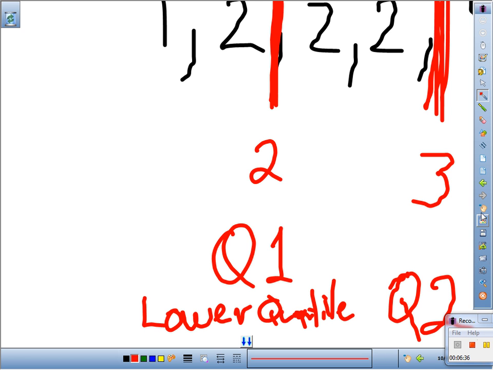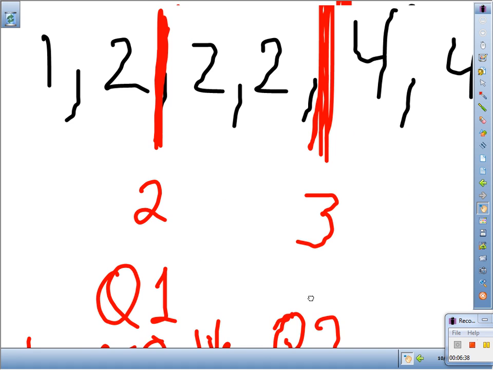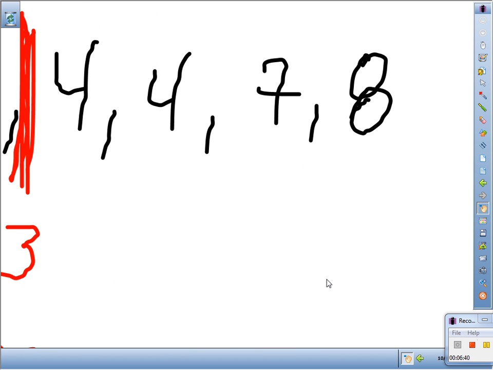So far, so good? Let's go to the upper part of the data. At the upper part, we have these 4 numbers. Don't say it out loud. I want you to find me the median for that data and label it Q3. All right. Share with the neighbor, see what you got.